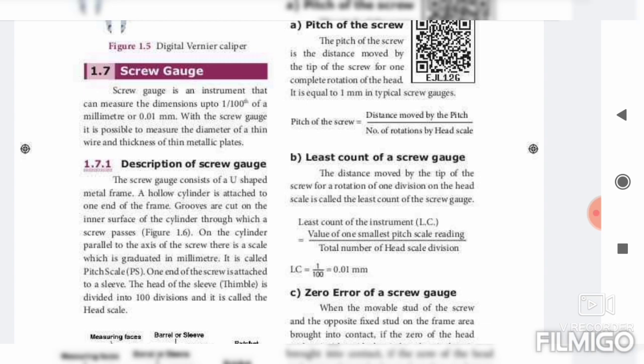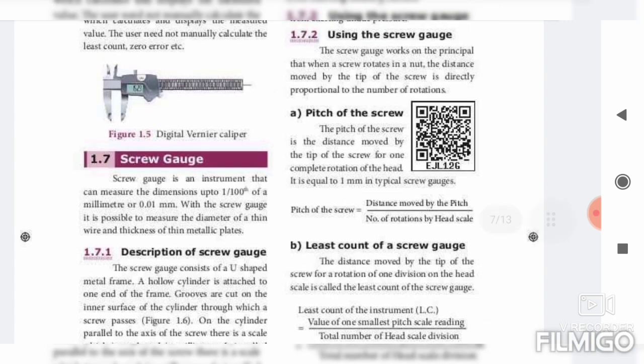This question is already marked, we just need to learn it. The pitch of the screw is the distance moved by the tip of the screw for one complete rotation of the head. So pitch of the screw is equal to the distance moved divided by the number of rotations of the head scale.